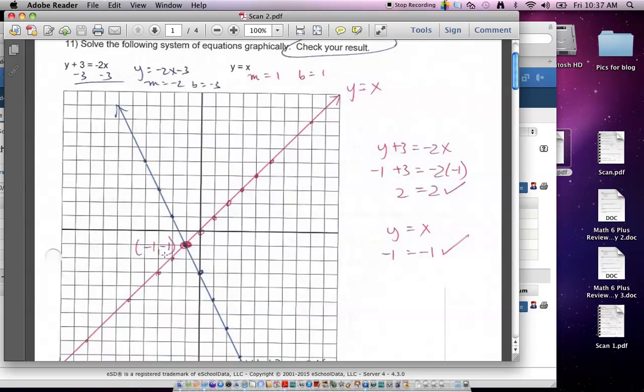So that's my solution. Make sure you label that solution, or you don't get credit for it. And then you have to come over here and check. So I rewrite both original equations. Y plus 3 is negative 2x. I plug in negative 1 and negative 1 for x and y. See that it checks. And same thing here. See that it checks. Okay?